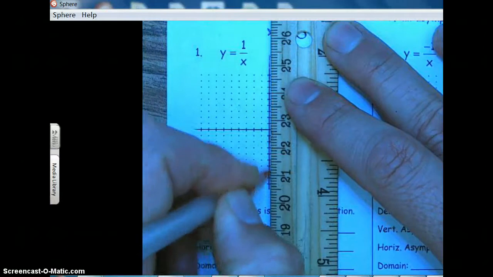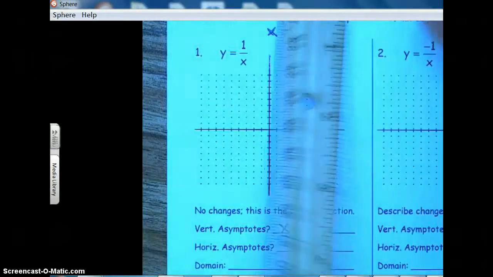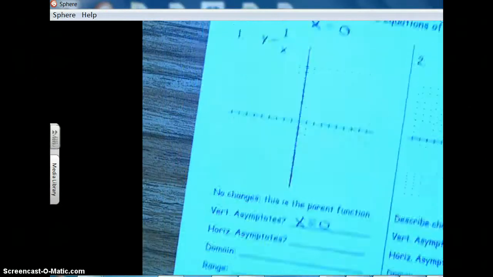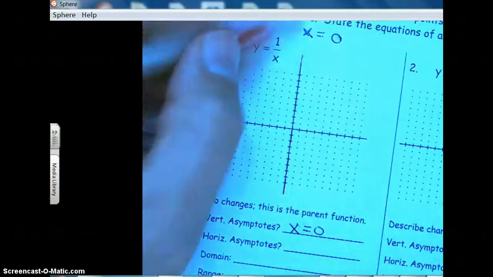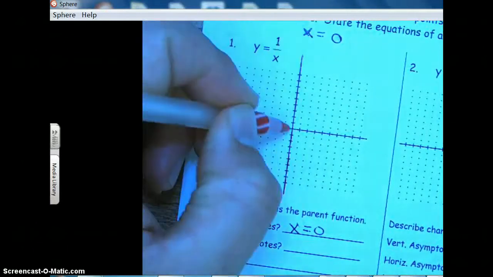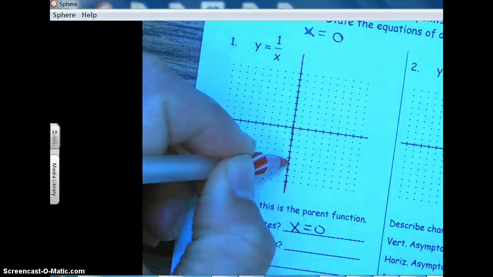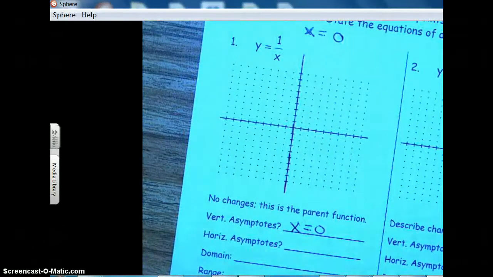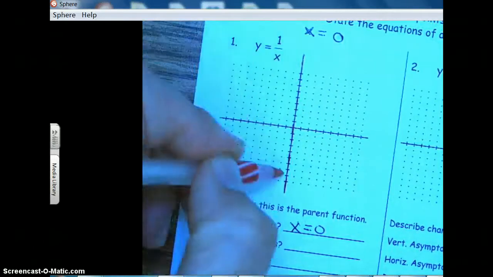And it says to use a dotted or dashed line. I know it doesn't come up very clear here, but this is a red dashed line. So we have a vertical asymptote at x equals 0.